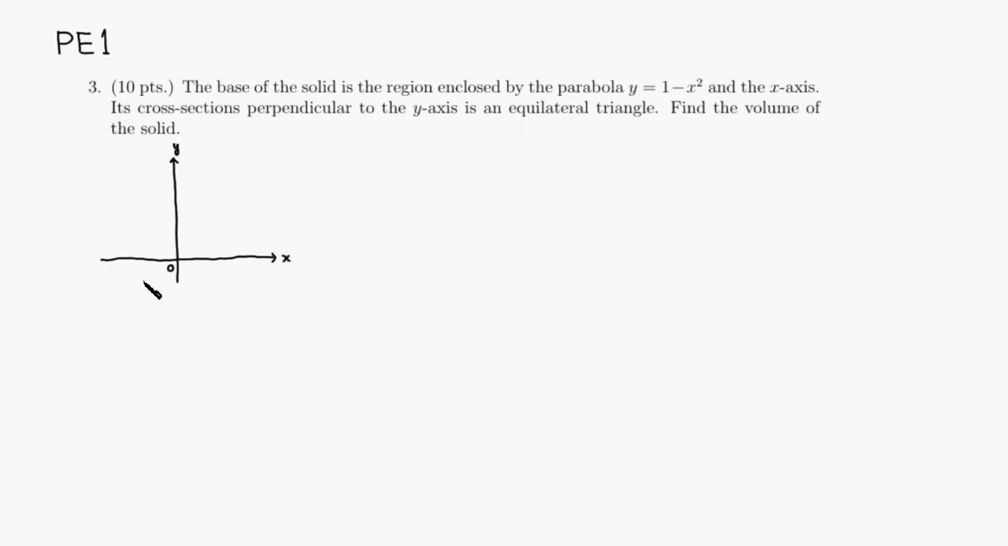And you have a parabola, so it's going to go through one y-intercept there. It's facing down because of the negative sign here. So it's going to look like a downward-facing parabola, kind of like this. So we're talking about the region right here. This is the base of the solid.